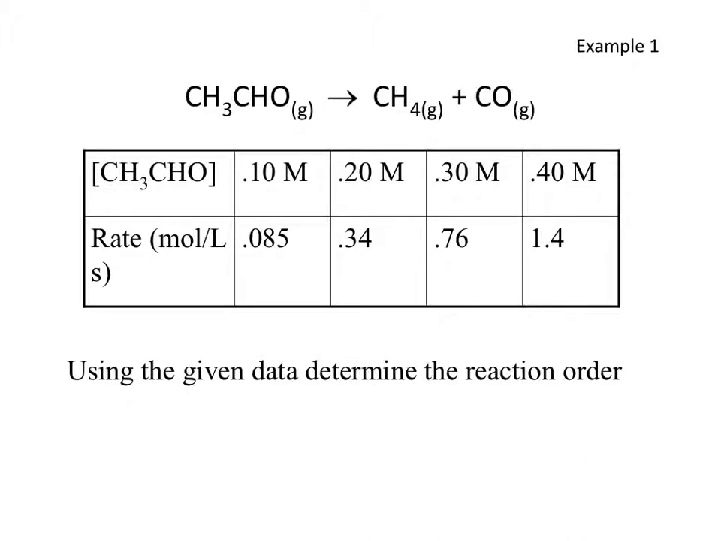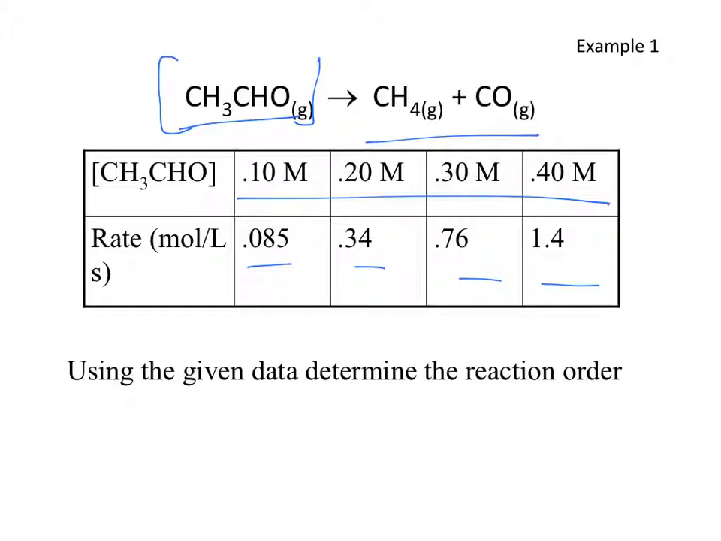Let's see if we can actually apply this to a reaction. I'm showing you a reaction where acetaldehyde is going through a decomposition reaction, one becoming many. Acetaldehyde is getting converted to methane and carbon monoxide. You're given various different rates and various different concentrations, and you have to figure out the reaction order for this reaction.